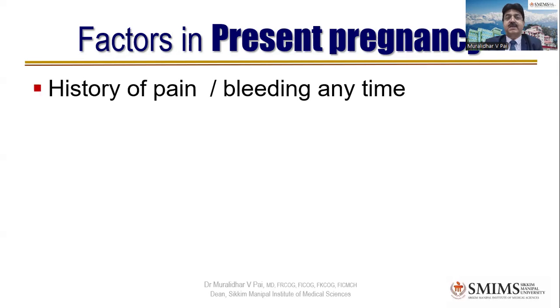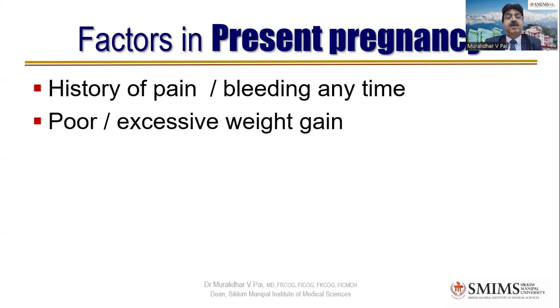There could be placenta low-lying or placenta previa, or pain could be suggesting a threatened abortion, which runs a risk of later preterm labor, or this patient may be a case of any anomalies in the uterus or with the baby. So history of pain and bleeding anytime in this pregnancy is a risk factor. Poor or excessive weight gain. Poor weight gain suggests that she is running for FGR, or excessive weight gain means she will run a risk of diabetes. So automatically she becomes high risk.